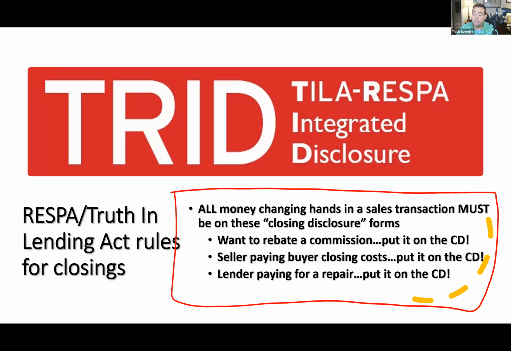Now, that does not mean the lender is going to allow you to do that. And that's the whole reason that we're required to put it there. There will be a point at which the lender will go, no, that's too much. You can't do that. Because now you're essentially like bribing them to buy a house.